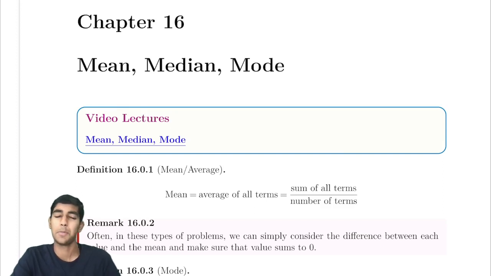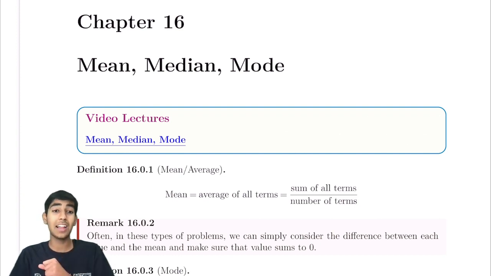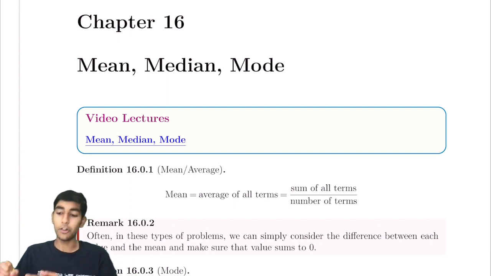Lists sometimes have numbers all over the place. Sometimes you just need an average, mean, median, or mode. Today we're looking at some tricky and hard applications of mean, median, and mode. But first, let's start with the basics.